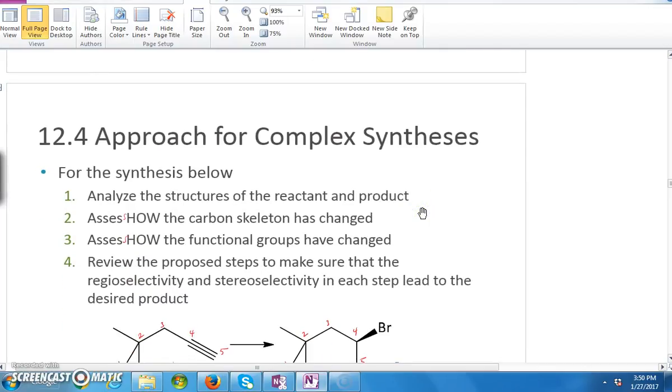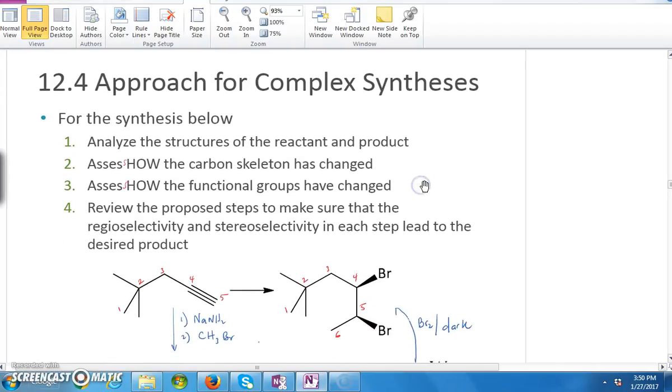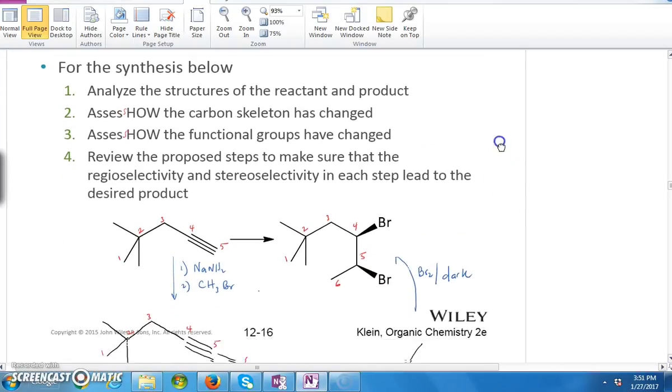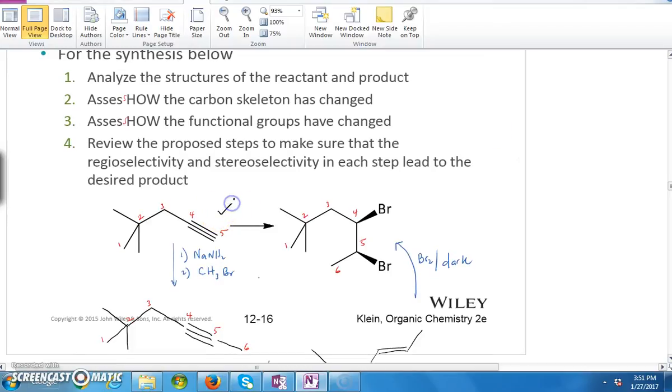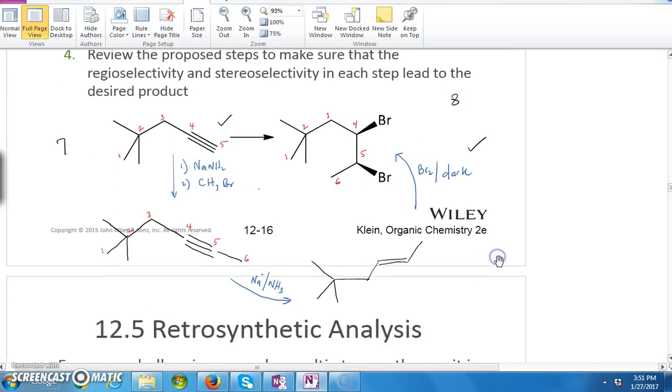Now, for the synthesis below, we want to analyze the structures of the reactants and the product. We have an alkyne, and here we have a dibromoalkane. Now, what we observe, if we look at how many carbons we have here, is a total of 7 carbons. Now, if you look here, we now have 8 carbons. What does that mean?